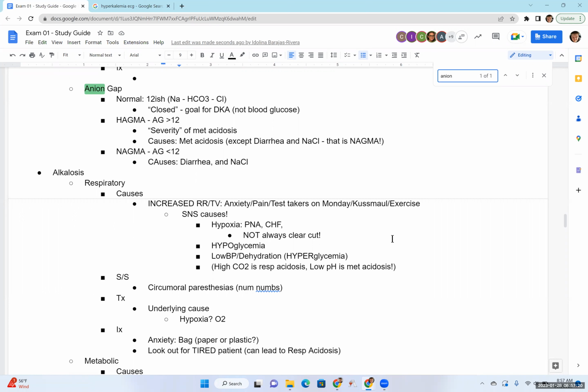So blood glucose, we don't care about it. 100% don't care about blood glucose, right? The insulin is not to bring down the glucose. The insulin is to fix the ketosis, right? You need insulin to stop ketosis.